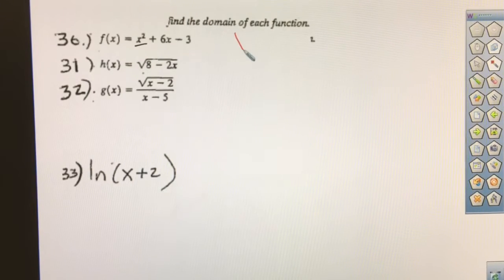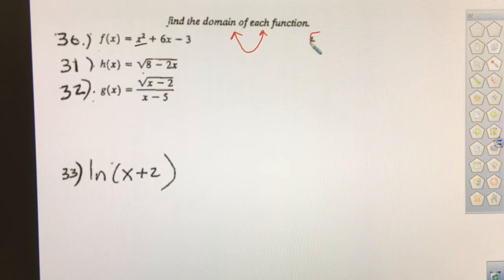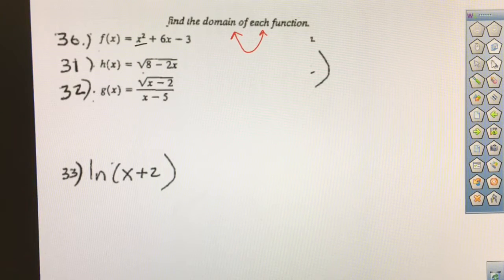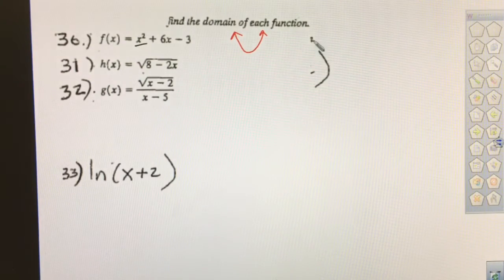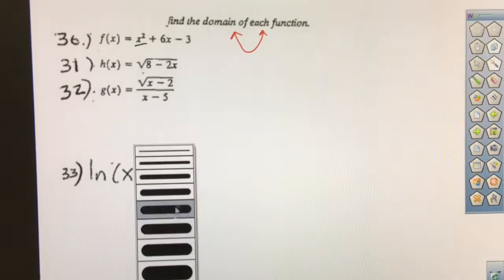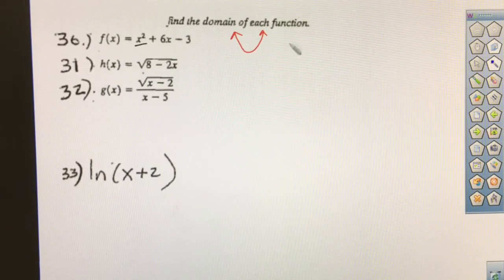If you were to graph it, it would just look like a big parabola. So that domain is going to be all reals, and all reals in interval notation. Let's get back to that. All reals in interval notation is going to be from negative infinity to positive infinity, but they're in parentheses.